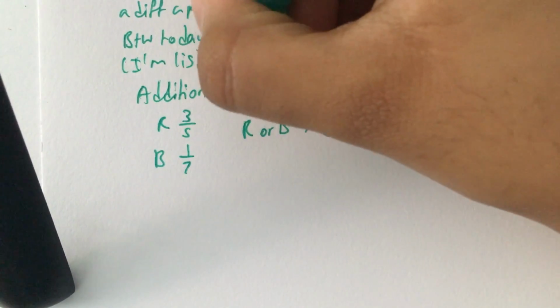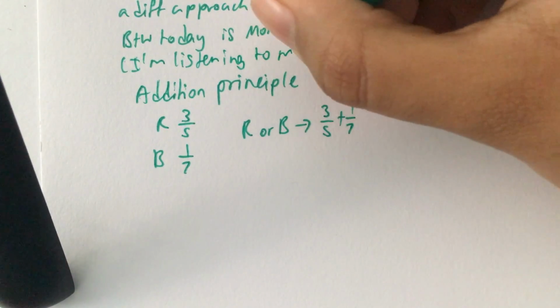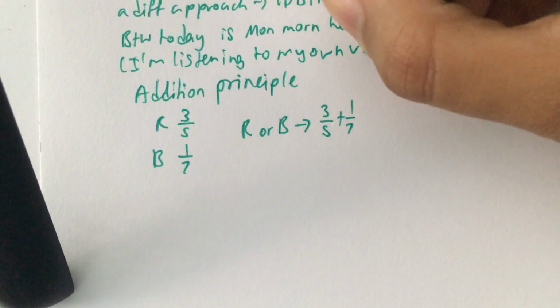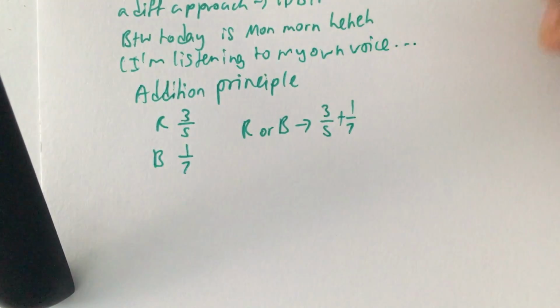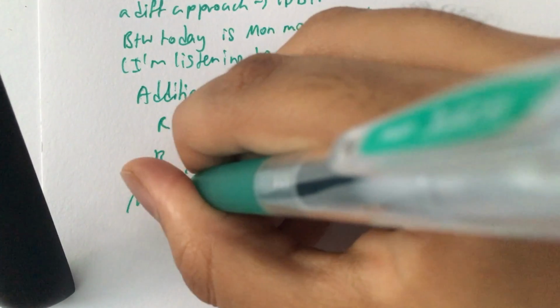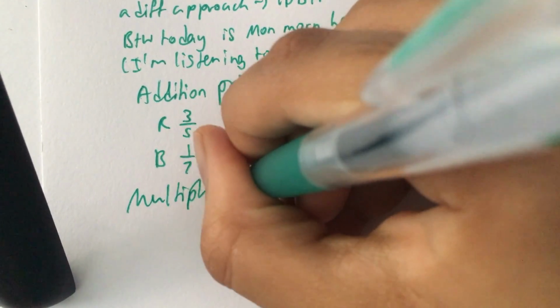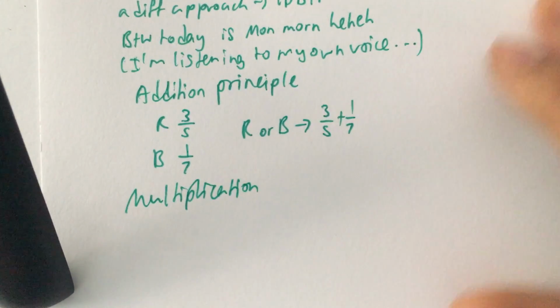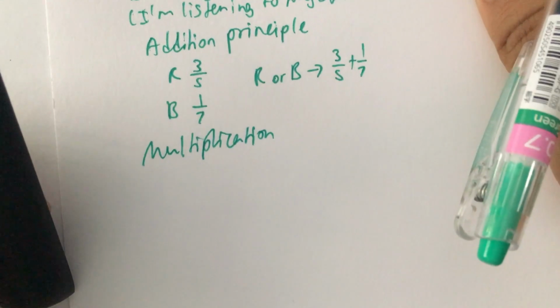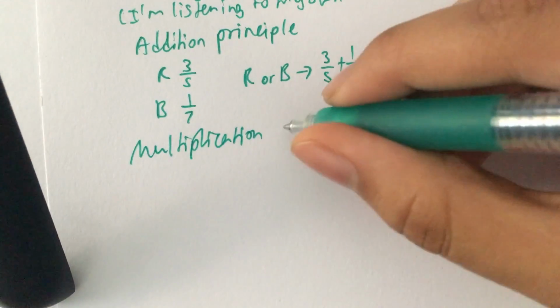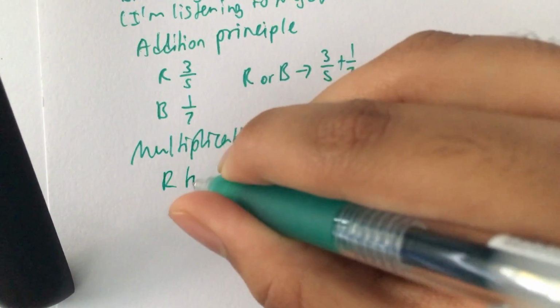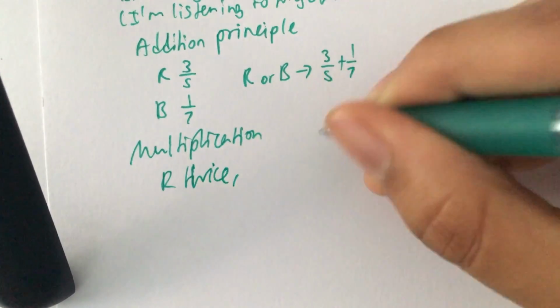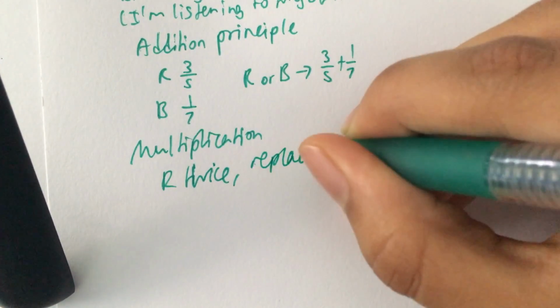But for the multiplication principle, which is the other principle, it usually is used when there's an influence on one thing, or when things are done in a sequential order. So let's say, what is the probability of getting red twice? Let's say you replace the red and blue every time. So what's the probability of getting red twice?